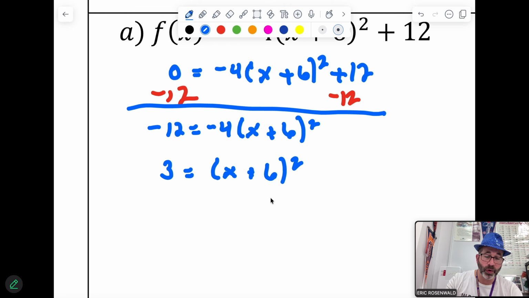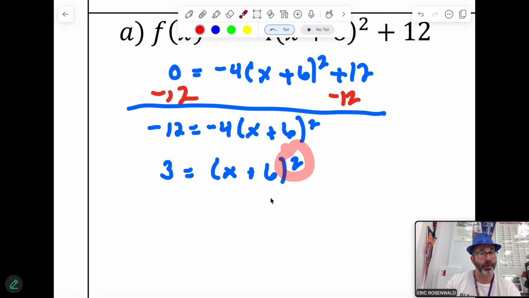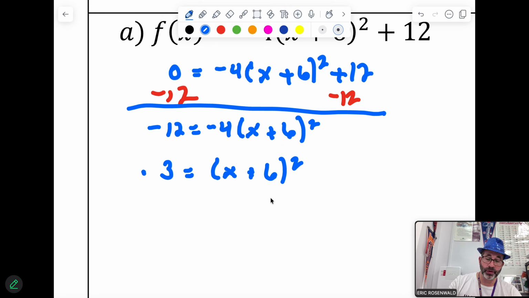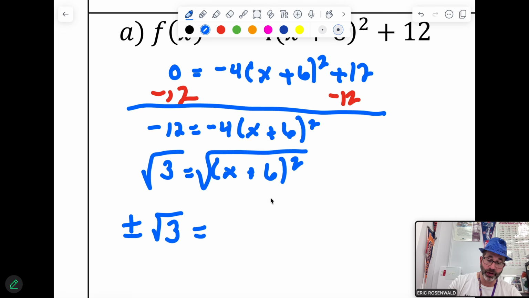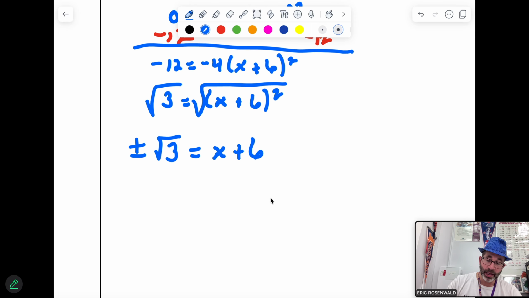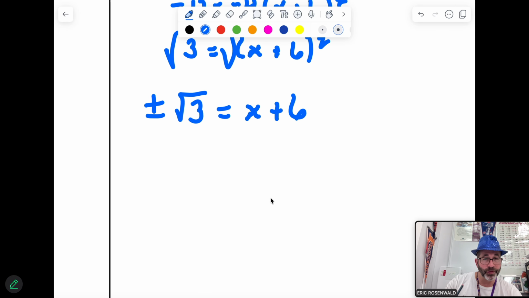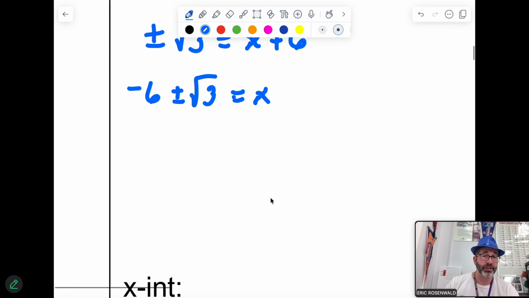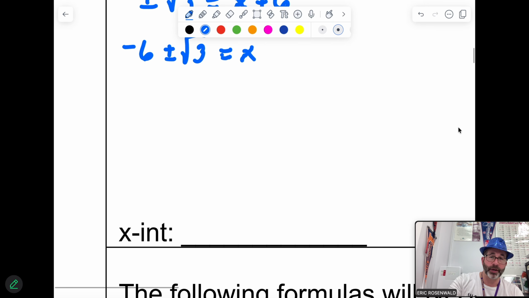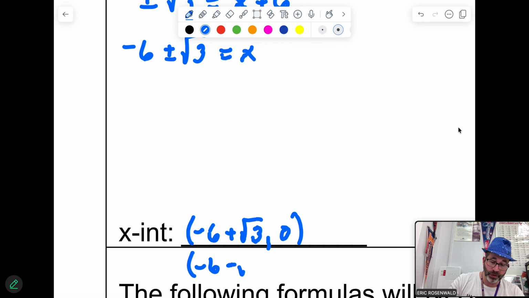Now to undo the square that's in this problem, remember we take the square root of both sides. So we'll take the square root of both sides, and we get plus or minus root 3 is equal to x plus 6. And so let's finish solving. We move the 6 over to the left, we get negative 6 plus or minus root 3, and that's going to equal x. So if I say what are the x-intercepts for this, we're going to break this into two separate problems. We're going to have negative 6 plus root 3, comma 0, and then we'll have negative 6 minus root 3, comma 0. Those are the x-intercepts.